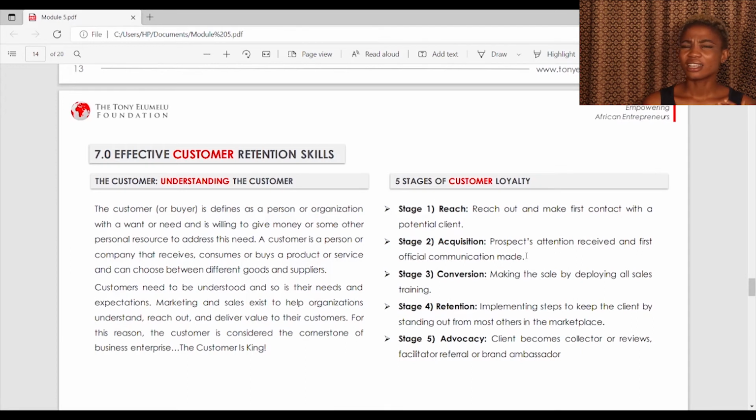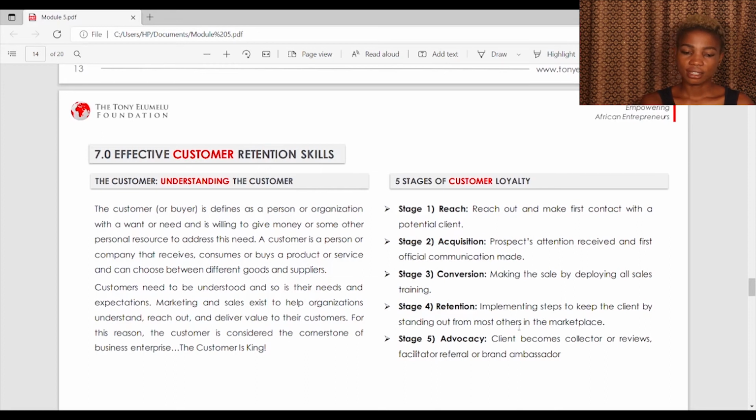Then after convincing, how do you retain them after they've bought the first one? What do you actually have to do to keep them coming back to buy from you? That's called retention: implementing steps to keep the client by standing out from most others in your marketplace. When they come to buy from you, you should make sure you meet their expectations and they are happy because you delivered the best, and you know exactly what they want.